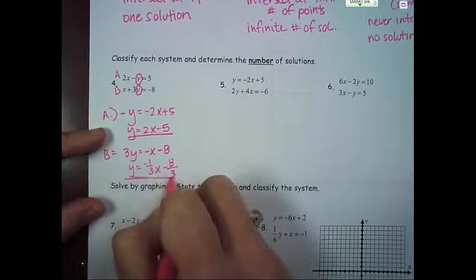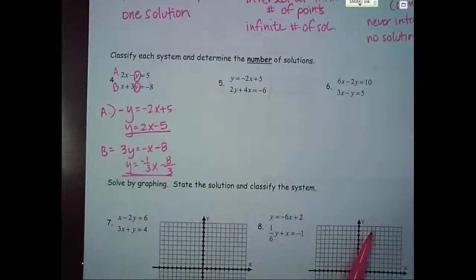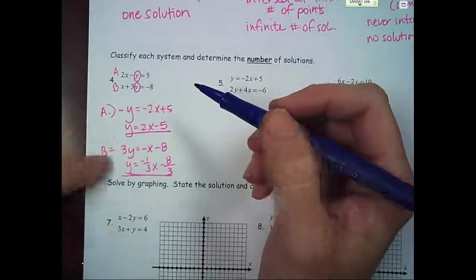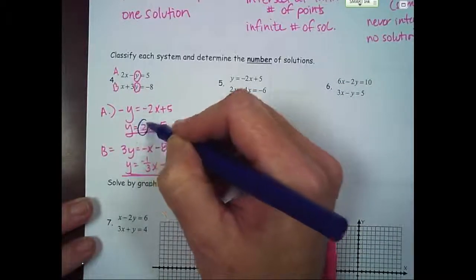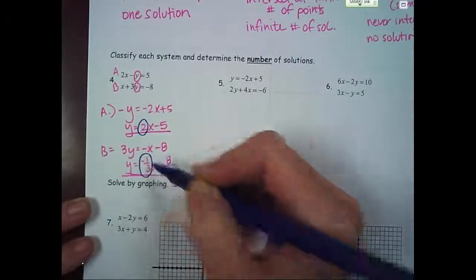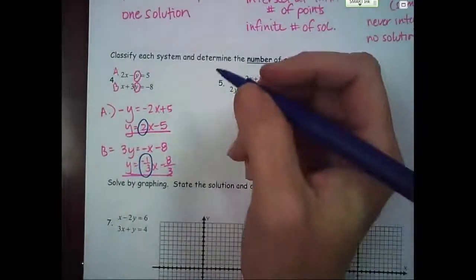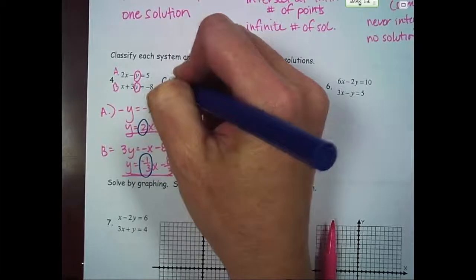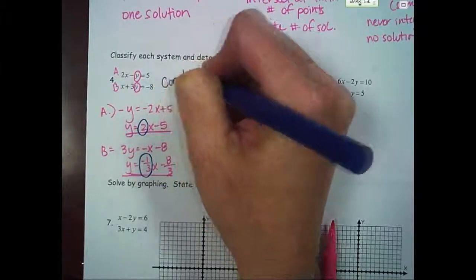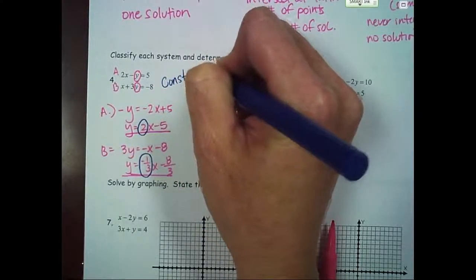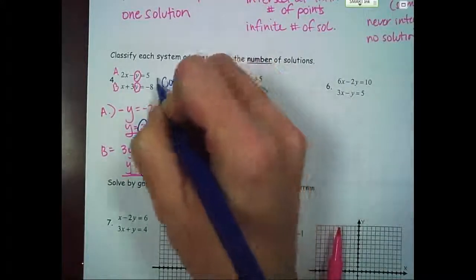Okay, now then I'm going to compare the 2 lines. So let's take a look at them. So I solved for y first, and then I'm going to look at the slope. So here's a slope of 2 and a slope of negative 1/3. They're not the same line, and they have different slopes. So they're going to be considered consistent, right? Independent, and 1 solution.